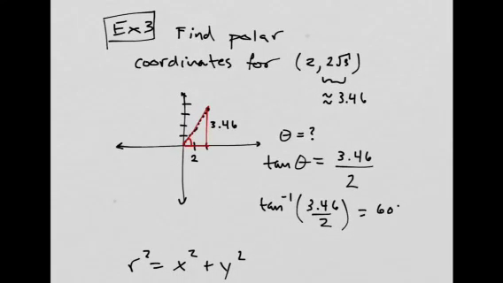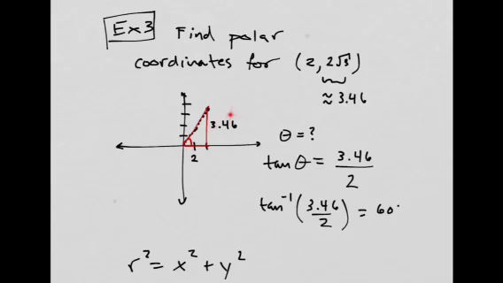Find the polar coordinates for 2, 2 root 3. I just found this as a decimal. First I'm going to plot this. These are rectangular coordinates. I'll plot it over 2, up 3.46. It's almost 3.5. So I plot that, and then I draw a triangle. So I'm trying to find a theta, and I'm trying to find a radius. So I'll draw the triangle, and I'll find this angle, because I need that angle, right? Because that's the angle for the polar coordinates.